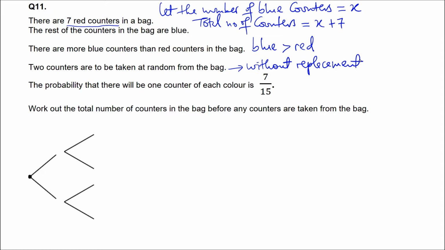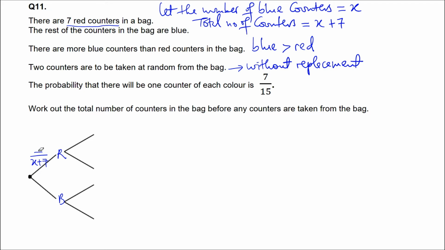So I'm going to show this in a tree diagram, and from the tree diagram we shall be able to analyze this in a better way. It's optional. You can either use a tree diagram or not, but for purposes of visualizing, it's better that we use one. So suppose this branch represents red and this is blue. This is the first event. So the probability of picking a red counter will be 7 over x plus 7.